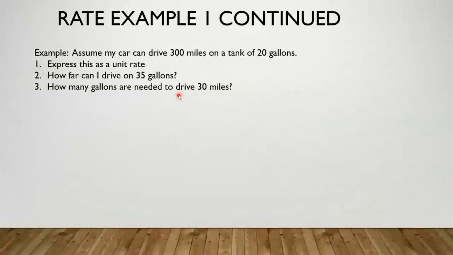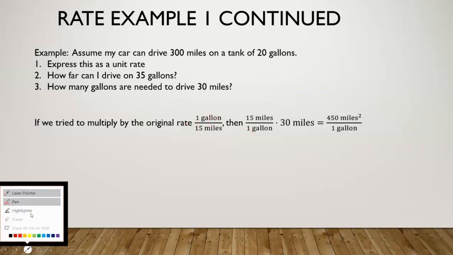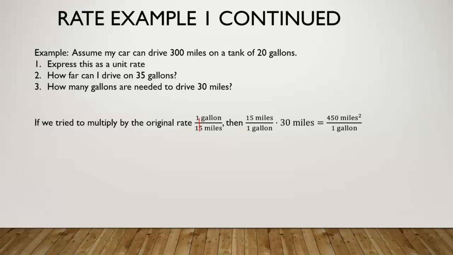That's for number 3. Now, we do have to be careful as well, because if I try to multiply like before, 1 gallon, wait, hold on, I made a mistake here. Let me just fix that. That should be, let me just cross this out. The original rate, remember, was 15 miles per gallon.